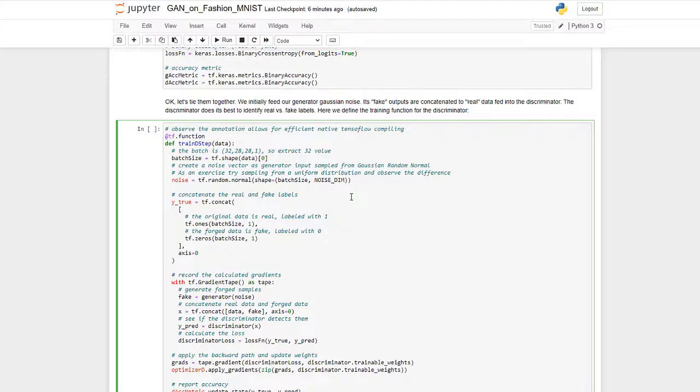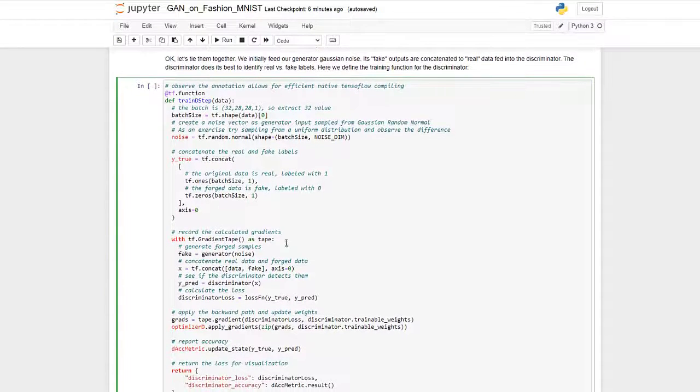And what we're going to do next is concatenate the real and fake labels. As we're going to see, we're going to actually stick the real and the fake data together as we feed it into the discriminator. And so we're going to have all the real data with a label of 1, followed by all the fake data with a label of 0 as we go in and define our labels here for the data that we're feeding in. That's what's going on there.